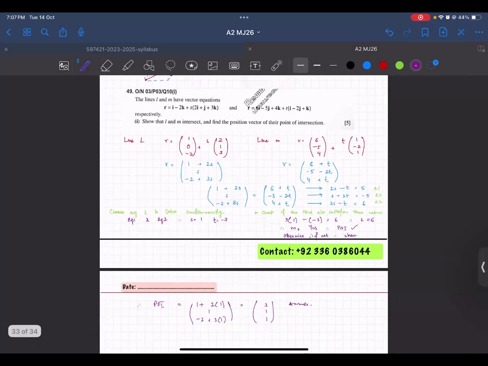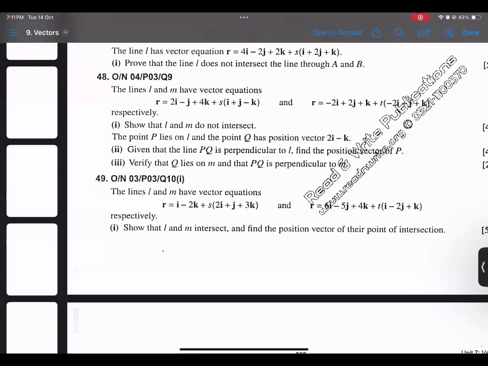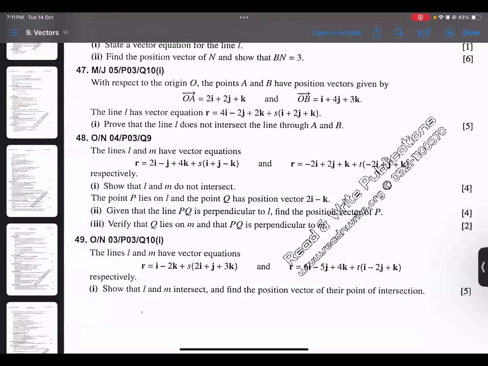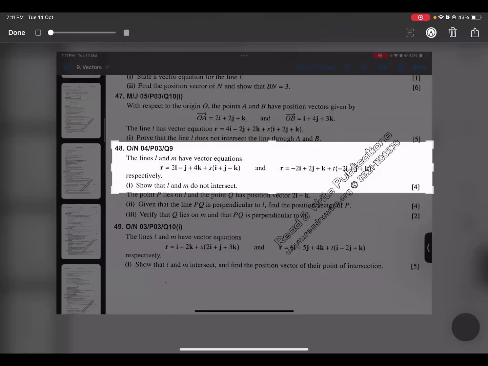Okay, copy this down. Everything right now is important. Okay, so now you know this as well. There's only one more thing left now to discuss. Show that the lines do not intersect. Okay, let's do this one as well. Do not intersect means that the lines are skew.